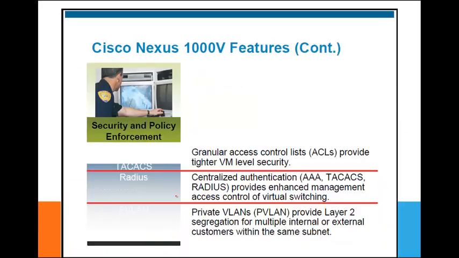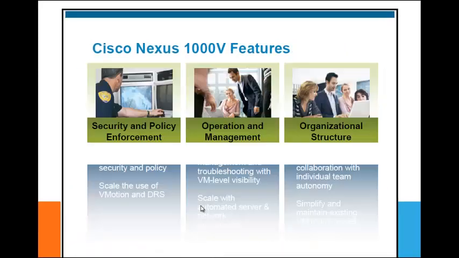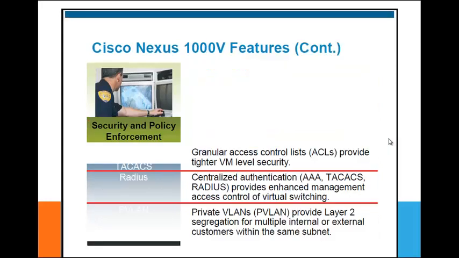Next, the Cisco Nexus 1000V features: security and policy enforcement, operational and management, and organizational structure. Let's see them one by one. So for security and policy enforcement, we can have ACL. If I want to write an ACL for traffic coming from a VM, I can do it.